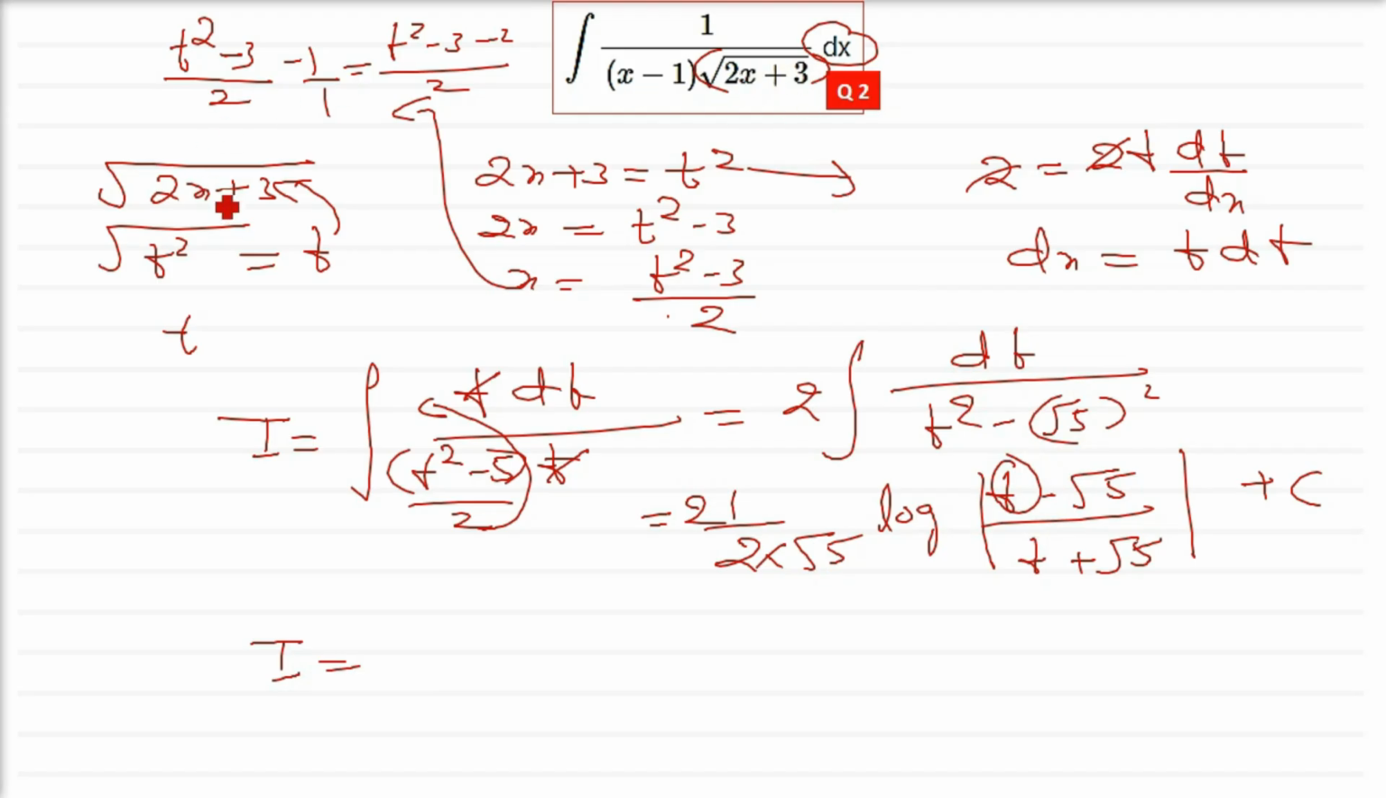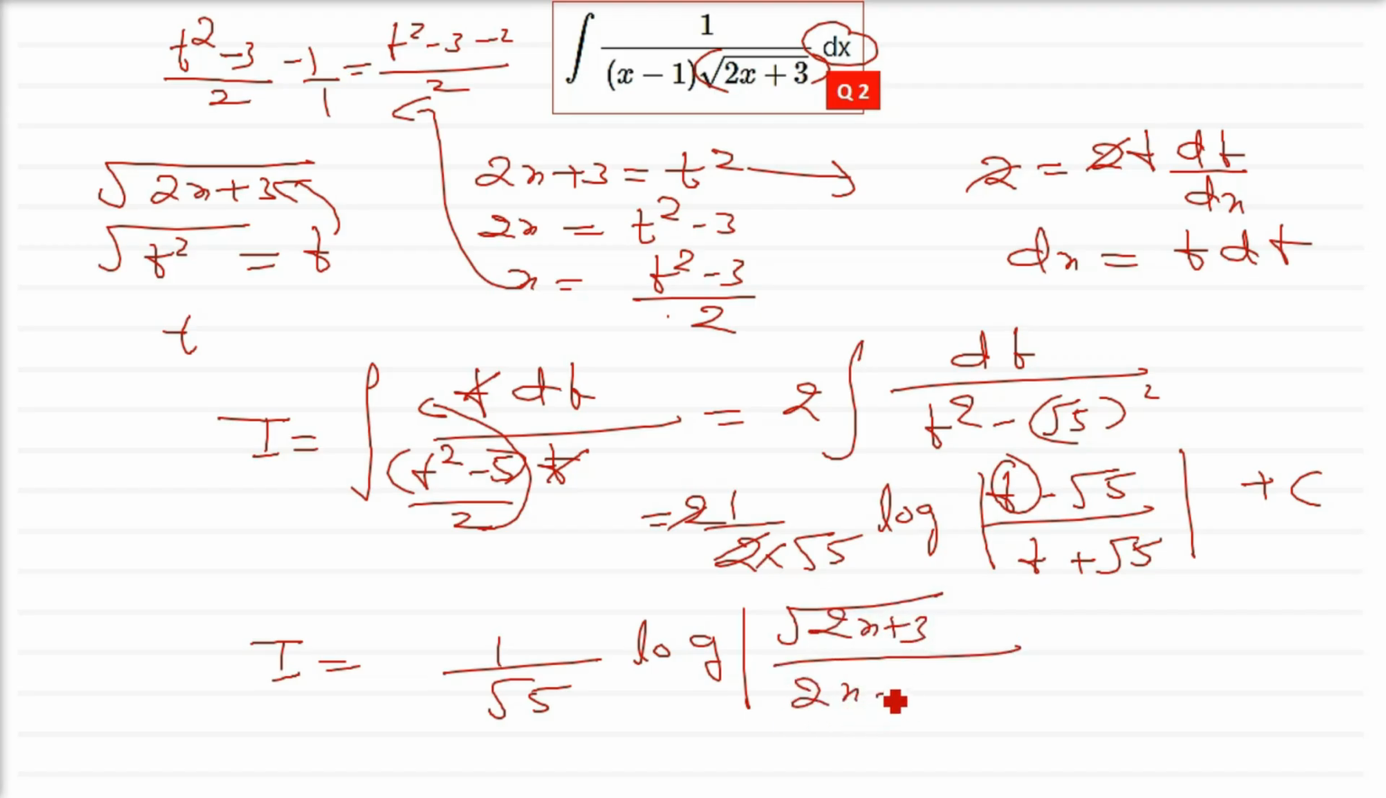In place of t, we will put the initial value which we assumed, and it's under root 2x plus 3. So 1 by under root 5 log modulus of under root 2x plus 3 minus root 5 divided by under root 2x plus 3 plus root 5 plus a constant of integration.